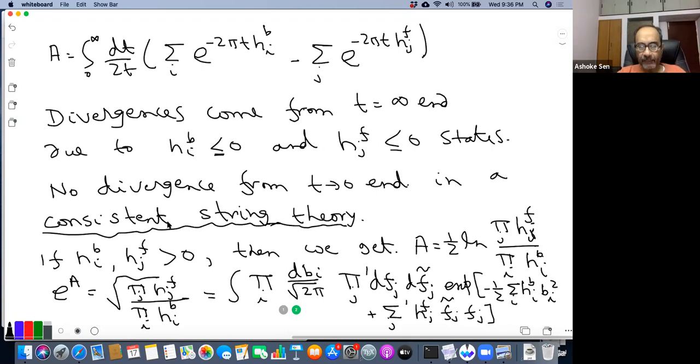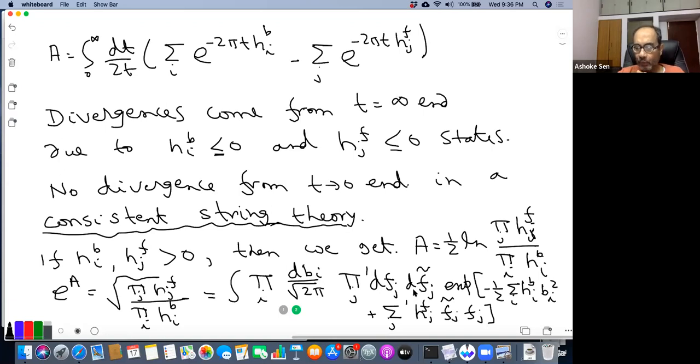So the idea is that this formula, of course, is valid when these eigenvalues are all positive. But we are going to take this as a definition of e to the A, even when these eigenvalues are negative or 0. So we're going to take this as a definition of e to the A.